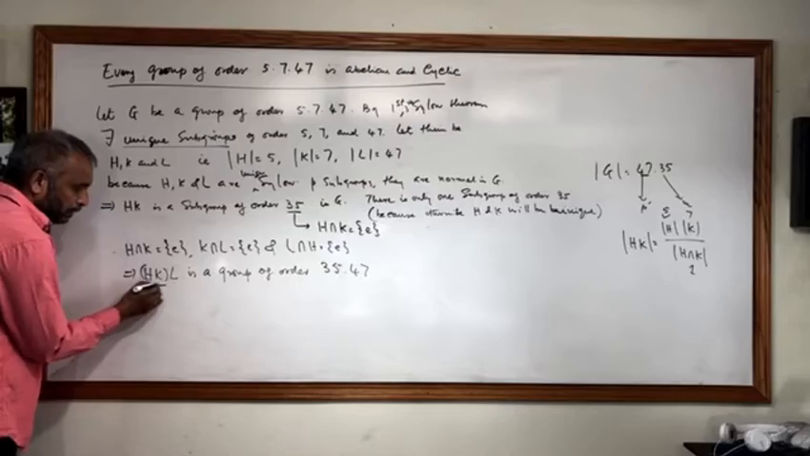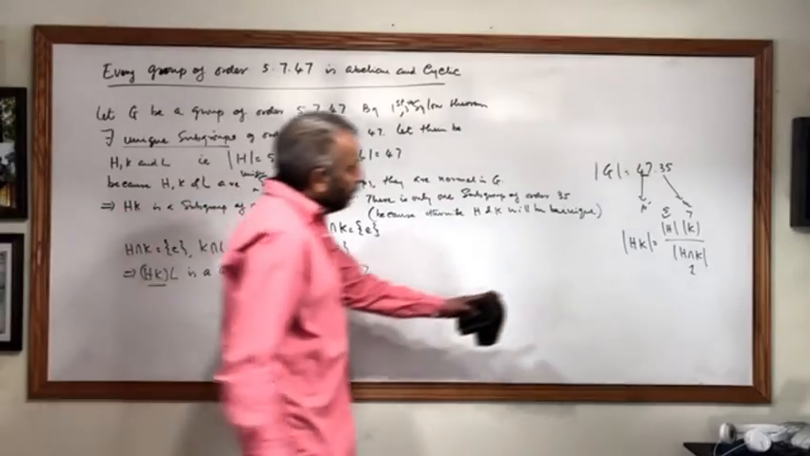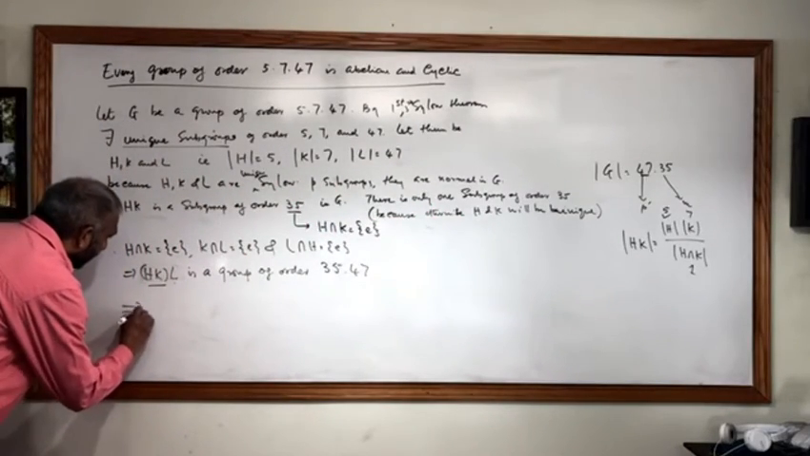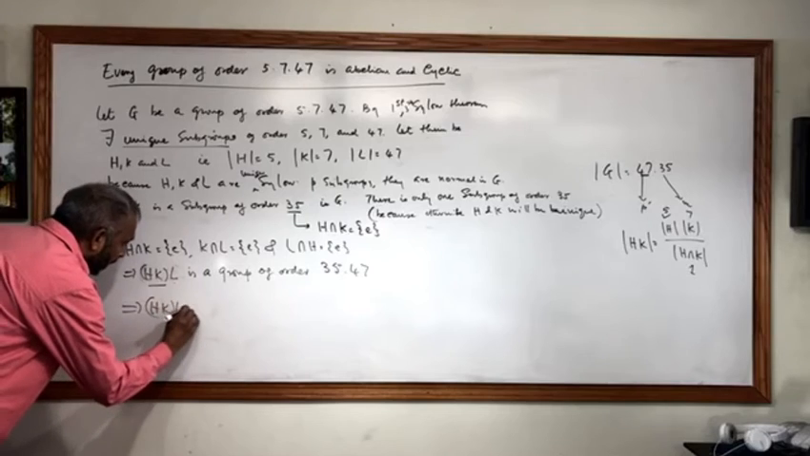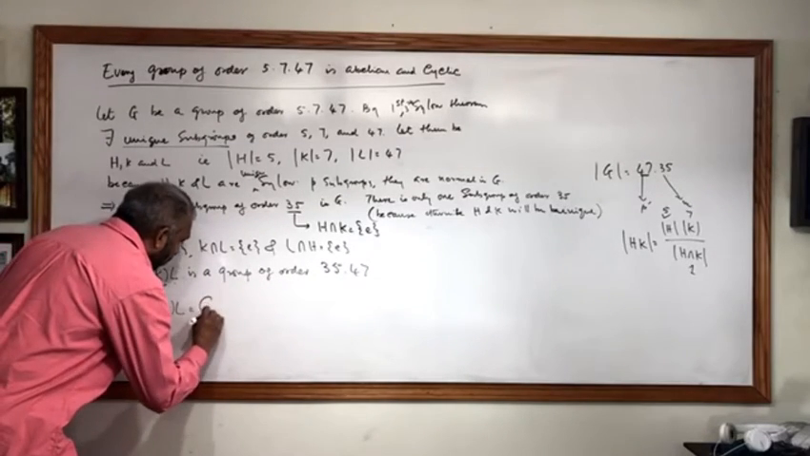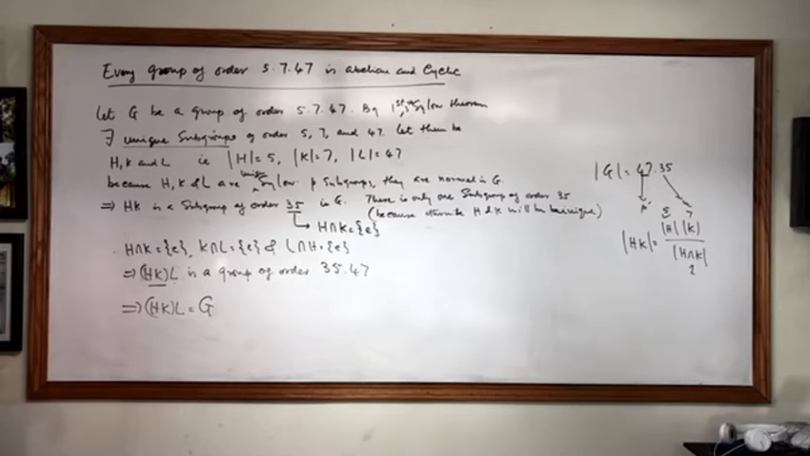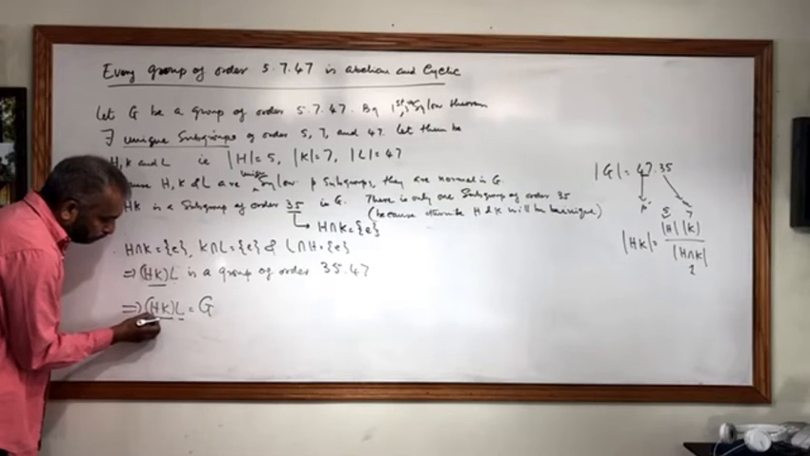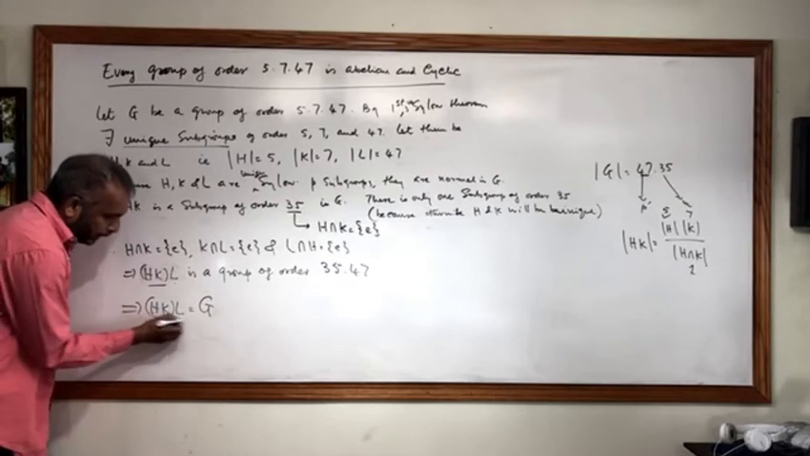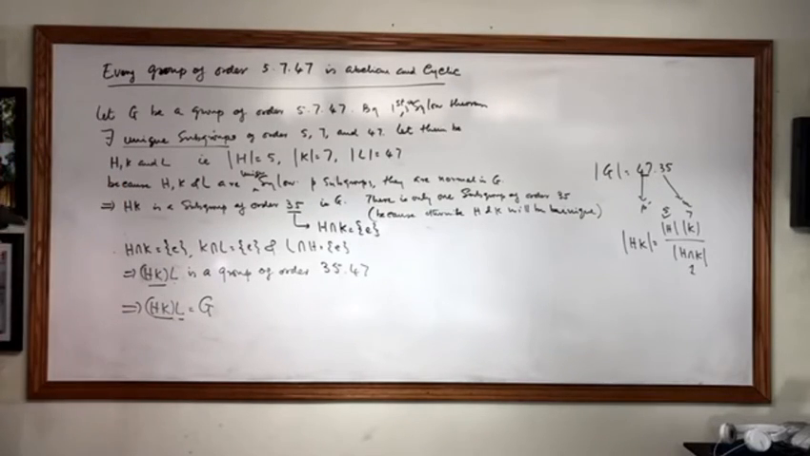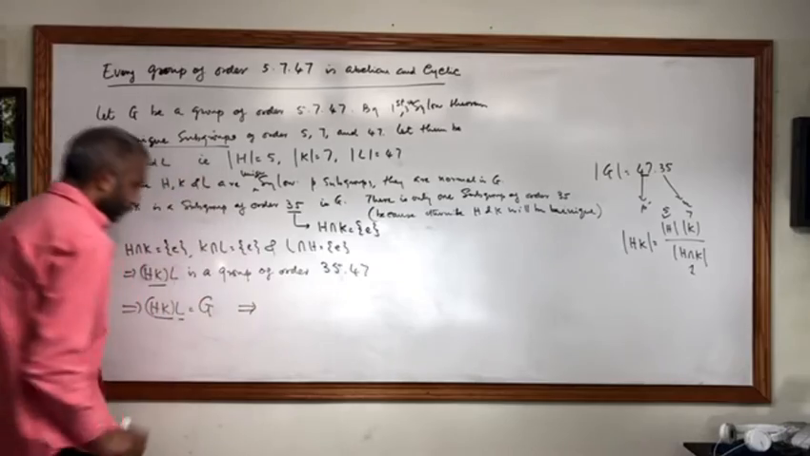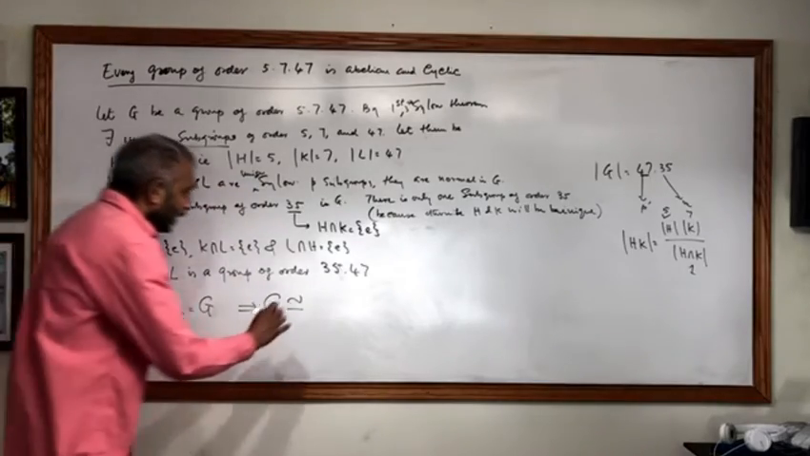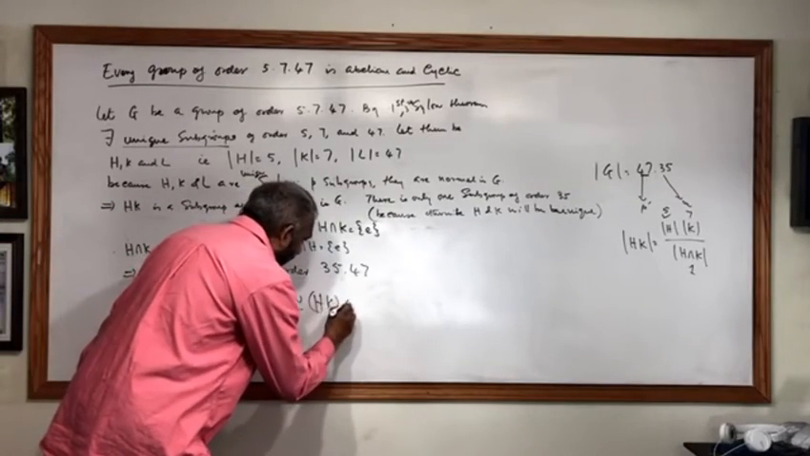And there is no intersection between these. So use the same lemma again. You get this, and that implies HKL is equal to G. This is a subgroup, this is a subgroup, and its product is G. And this implies G is isomorphic to HK times L.